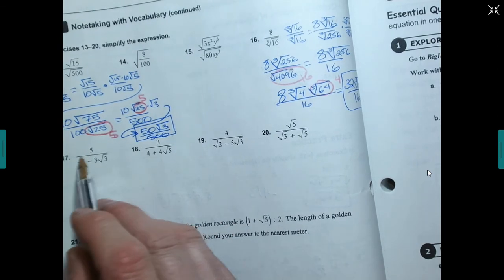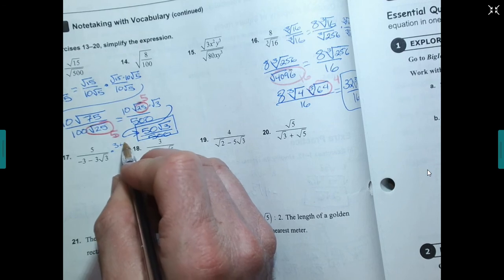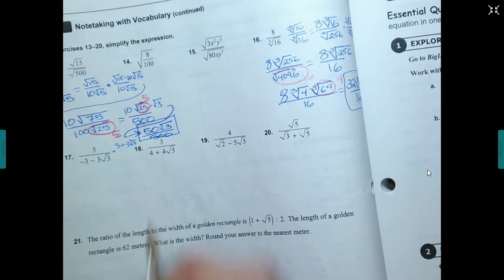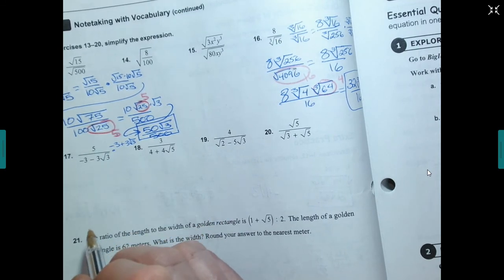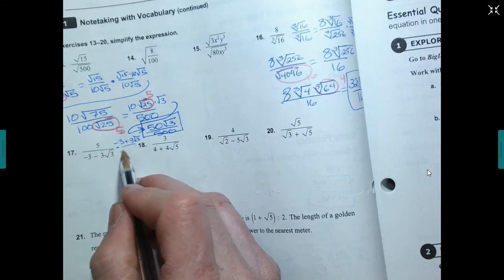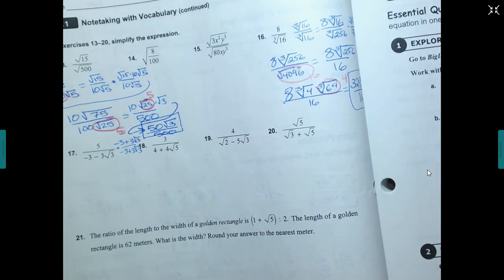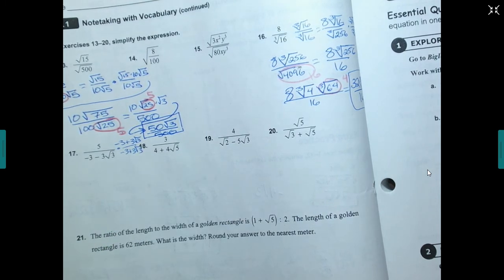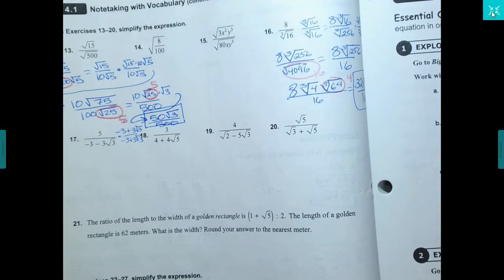Okay, don't forget to solve the problem with the problem. So we're going to do our conjugate. We're going to multiply this one by negative 3 plus 3 to the third over negative 3 plus 3 to the third. All right. Ask me if you have any questions and do your best.